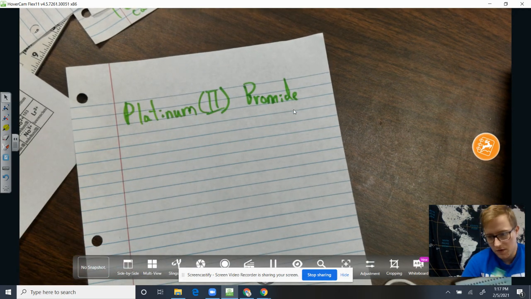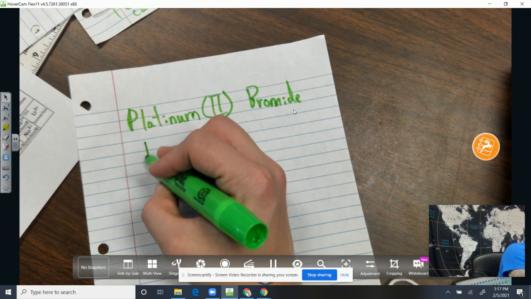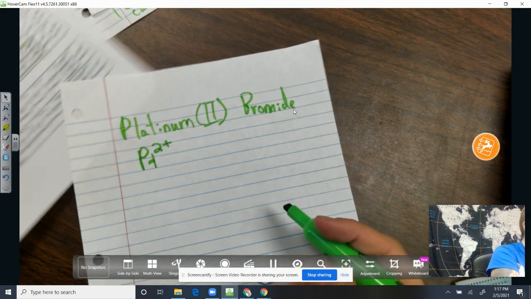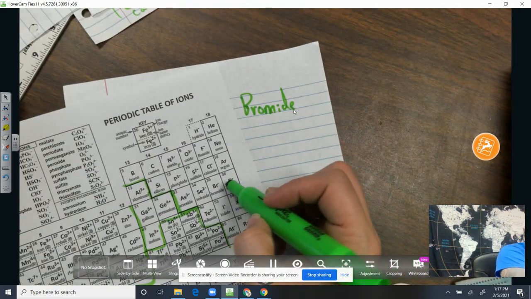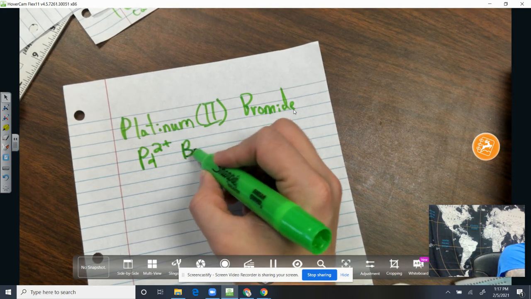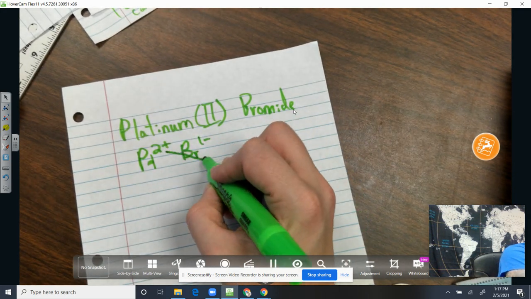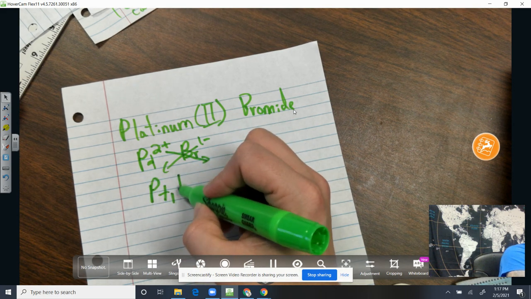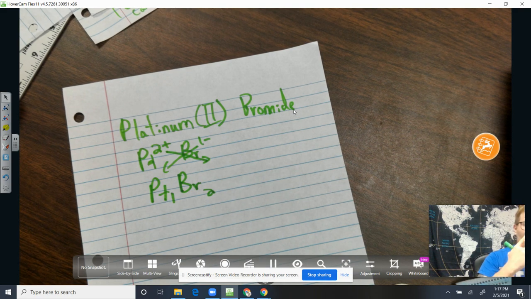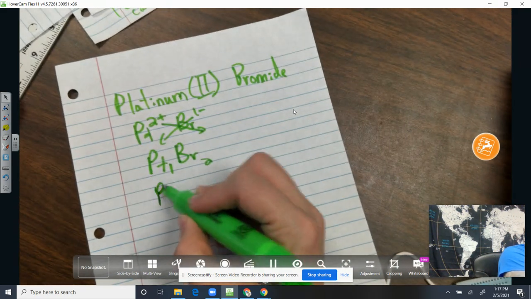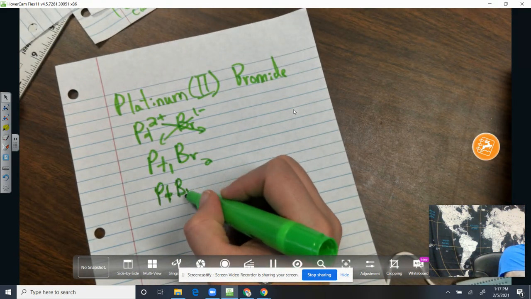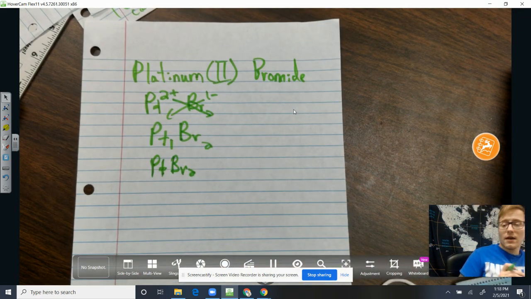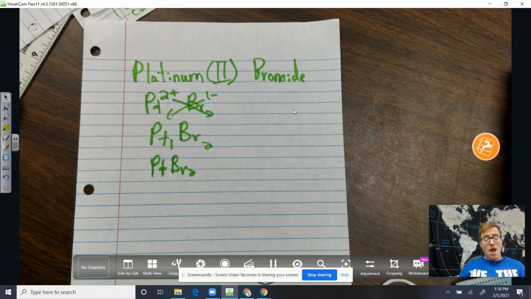Boop, boop. So we're just going to do the crisscross rule again. We have Pt 2+. We know bromide, if we go to the periodic table, sits at 1-, Br 1-. We're going to crisscross. We're going to be left with Pt1 Br2. As always, get rid of the 1s, and we're left with PtBr2. And that's how you not only name ionic compound transition metals, but write their formulas.